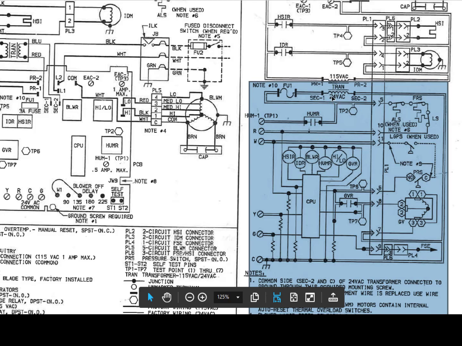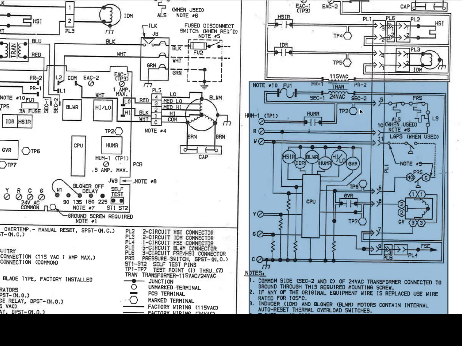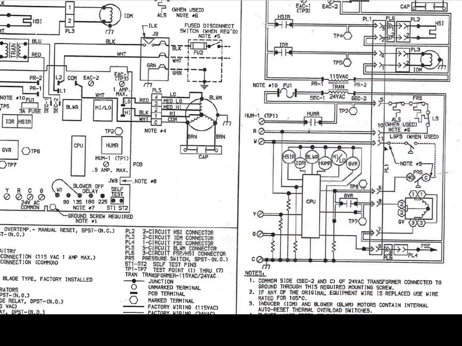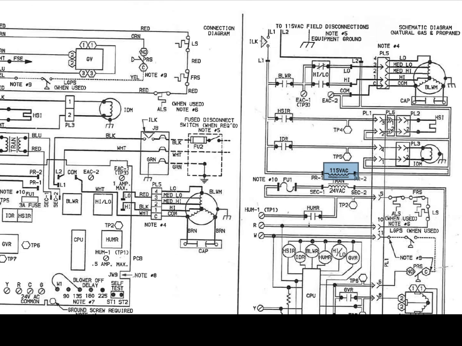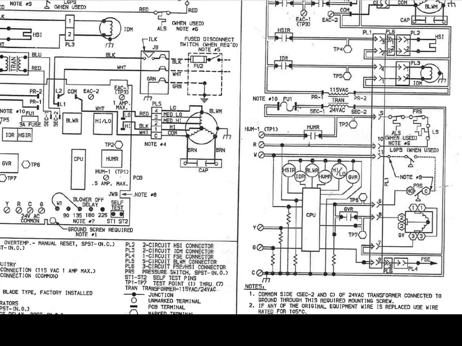So we run our control voltage on a low voltage, 24 volt, because it's safe, there's less hazard, you can run smaller gauge wire, there's a lot of advantages to running 24 volts for your control circuit. And then our high voltage, this is a transformer, but our high voltage is 115 volts. So this top half is 115, bottom half is 24 volts.